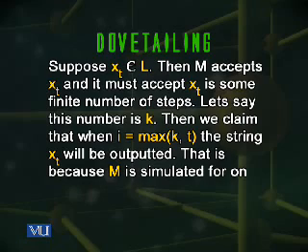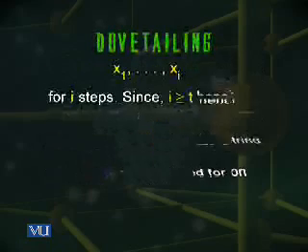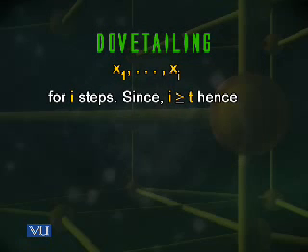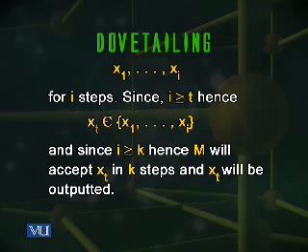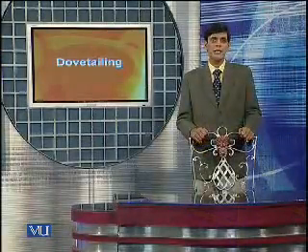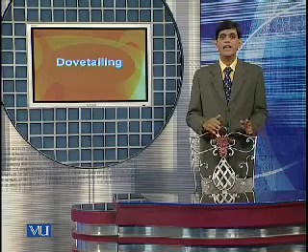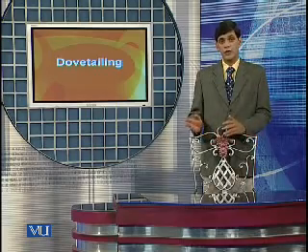Well, this is because M is simulated on the strings x1 up to xi in the ith step, and since i is greater than or equal to t, hence xt happens to be one of these strings. So M will be simulated on xt for i steps. Also, since i is greater than or equal to k, hence the machine M will accept the string xt in k steps. So when i reaches this value, then xt will be outputted by this machine. So we have just realized that all strings in the language will be eventually enumerated by this enumerator.